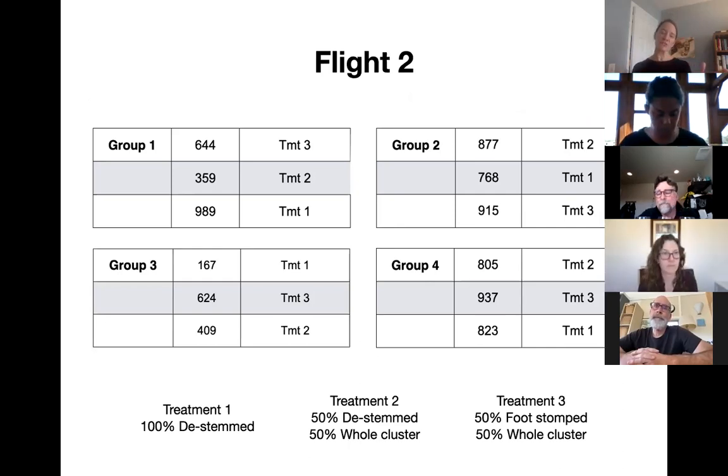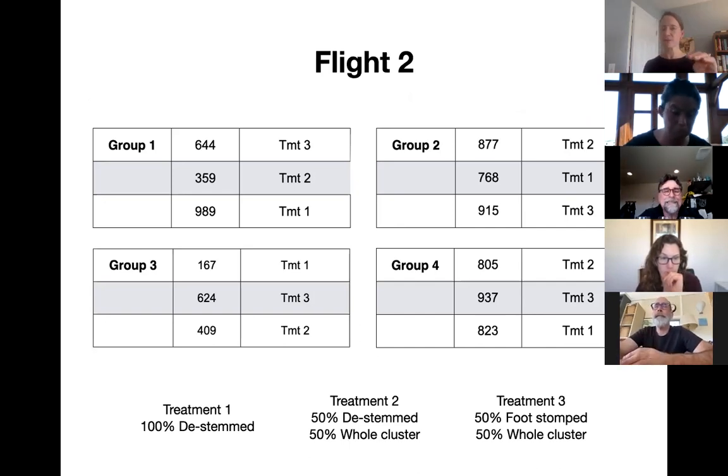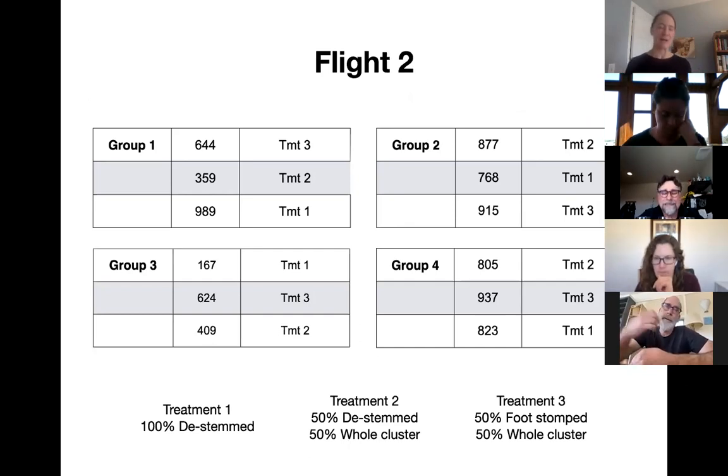Okay, so you know which wines are in your flight. If you are in group 1, I've listed these by treatment, and there's a key for the treatments on the bottom if you need to go back and cross reference, only because I couldn't fit all of that description in the little boxes. So if you are in group 1, 644 was treatment 3.